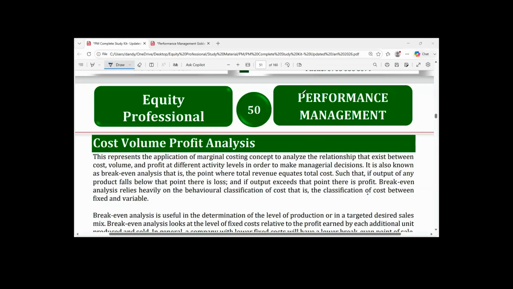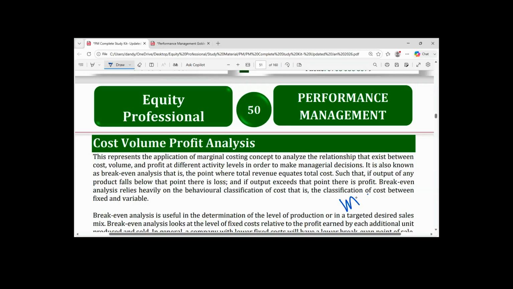We are going to be dissecting the concept of cost volume profit analysis, which is also known as break-even analysis. Under this topic, we are going to discuss the introduction to CVP. We discuss contribution margin and then contribution margin ratio. We are going to learn about the uses of CVP analysis, the limitations, and the underlying basic assumptions of CVP.